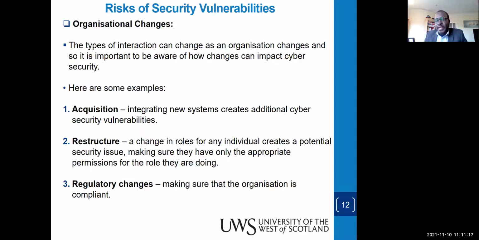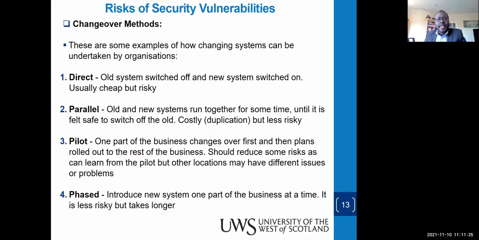Once changes occur in terms of data protection, let's comply. Let's make sure we are up to date with the latest Data Protection Act. Okay. And then, changeover methods that we could use. There are normally four. These are some of them, but normally these four occur. Directly switch off the old system and bring on the new one. So the old system is totally off. Bring on the new one. Usually they are cheap, but they can be risky.